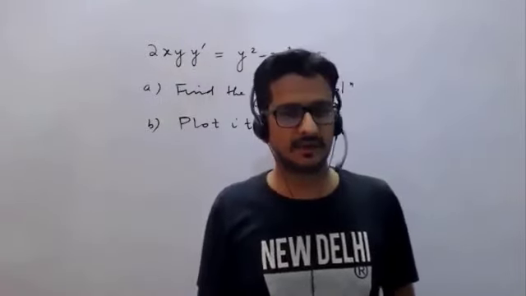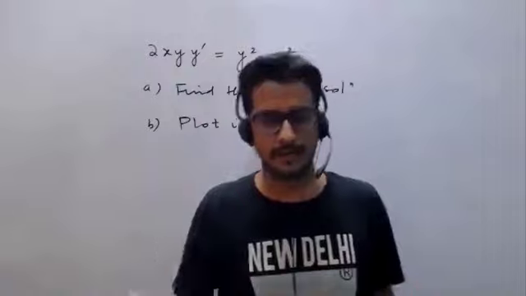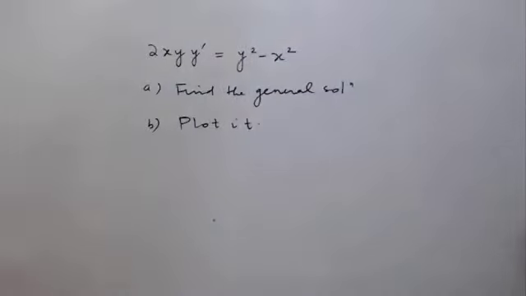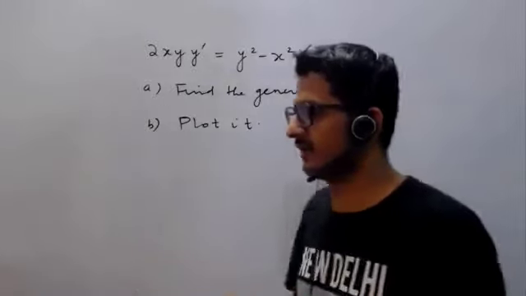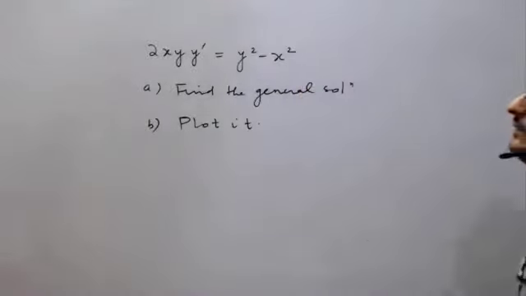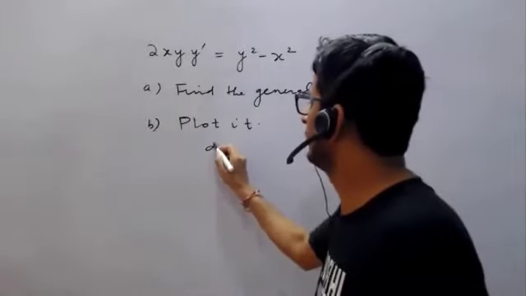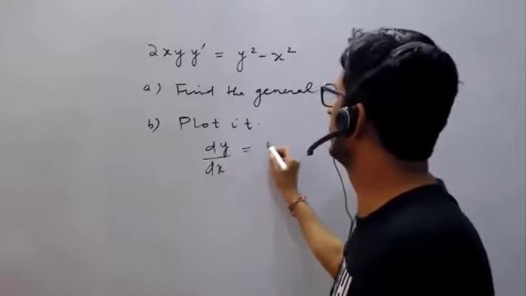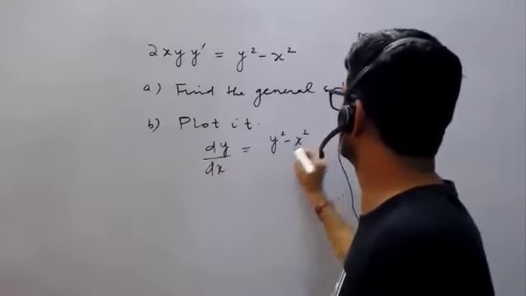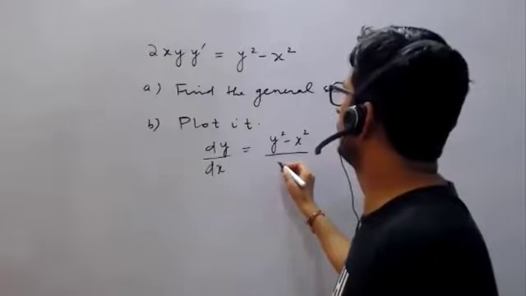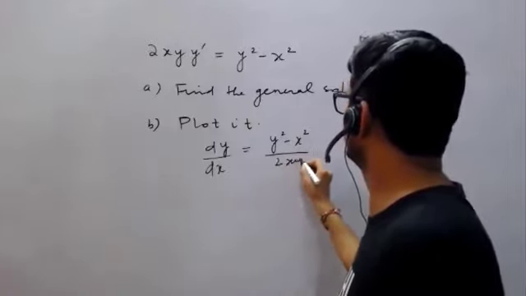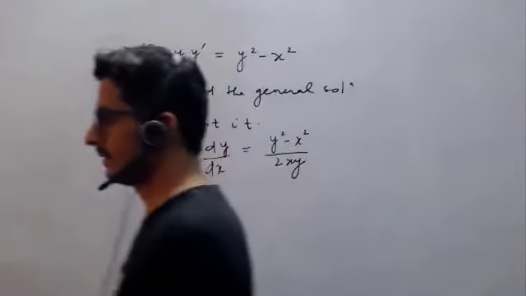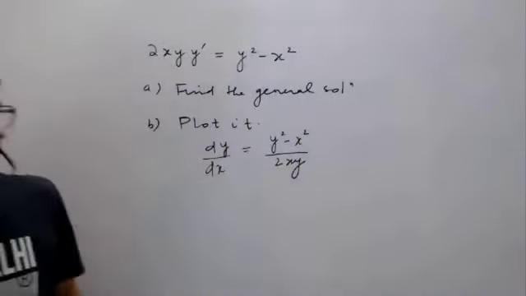Many times in exams they ask questions in which they don't ask for the solution. They ask for solutions in the form of a graph. So we should be able to plot them occasionally. So this is the question. Let us try to solve it. What is the value of dy by dx? So dy by dx is equal to y square minus x square over 2xy. Correct? Yes, sir.